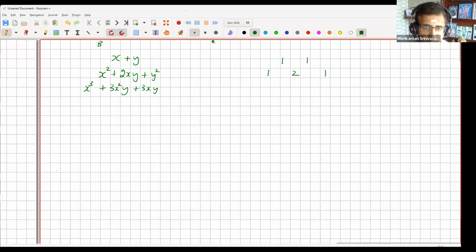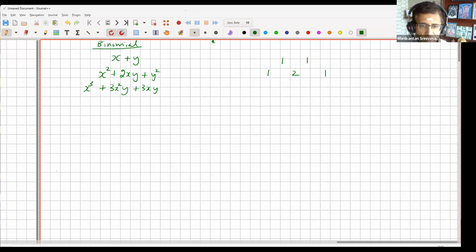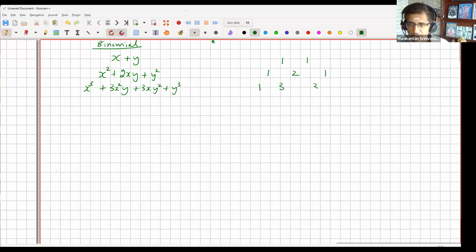So first of all, this is binomial. Binomial theorem, binomial expansion, all of them are very related, through 3xy square plus y cubed. So you see the power of x keeps decreasing, power of y keeps increasing, right? So this is x plus y whole cubed. So I can fit it in here like this, 1, 3, 3, 1.